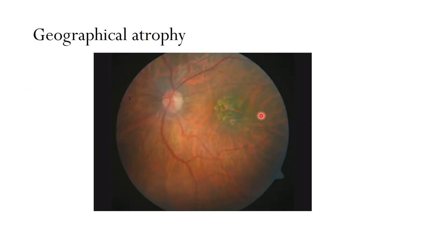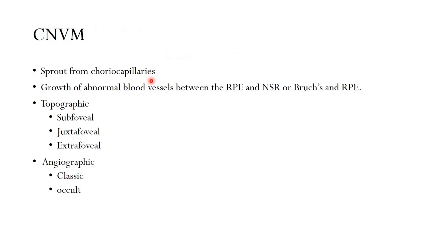Here is a geographic atrophy. This tells you how a geographic atrophy of degeneration looks. Then comes the CNVM. It is a sprout from the choriocapillaris, a growth of abnormal blood vessels between the RPE and the neurosensory retina, or Bruch's membrane and the RPE. Topographically they can be seen at the subfoveal, juxtafoveal and extrafoveal regions.